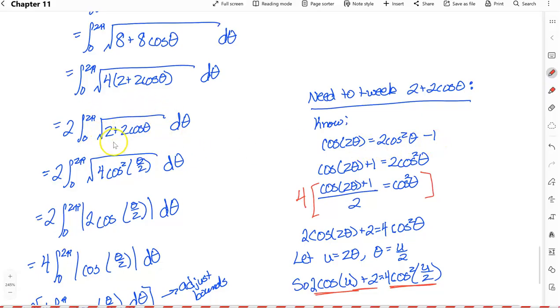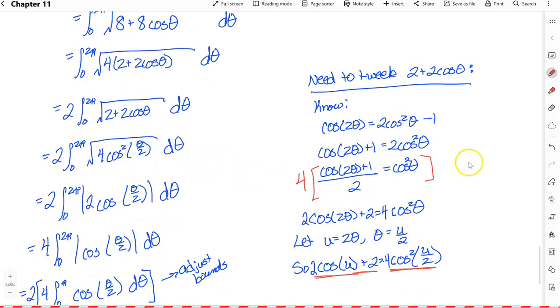Wouldn't it be nice if we could take this and write this as something squared? Because if I take the square root of something that's squared, then that square root and that squared are going to cancel for us. So let's see if we can tweak that. Cosine of 2 theta is equal to 2 cosine squared theta minus 1. Let's solve that for cosine squared. I'm going to add 1 and then divide by 2, so I have cosine squared theta equals cosine of 2 theta plus 1 over 2.